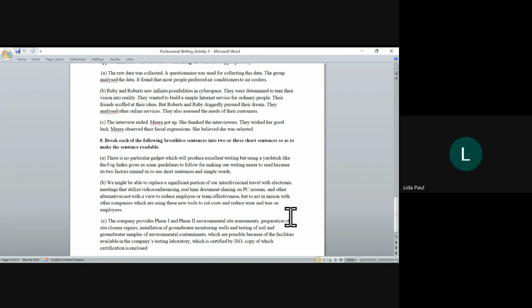And then, "but." "But" is okay, next one. Okay. Yes, so the rest of the part, right? But to act in unison with other companies which are using these new tools.